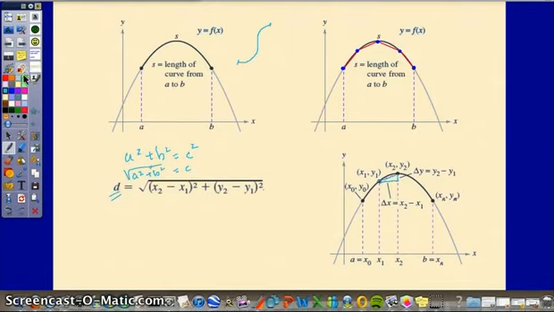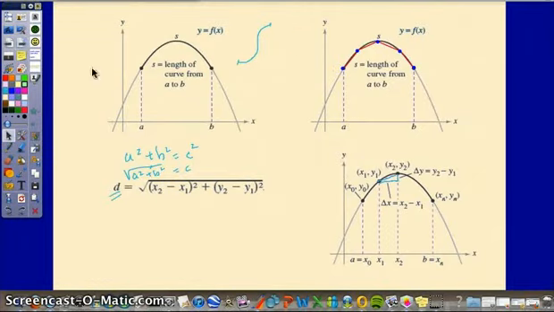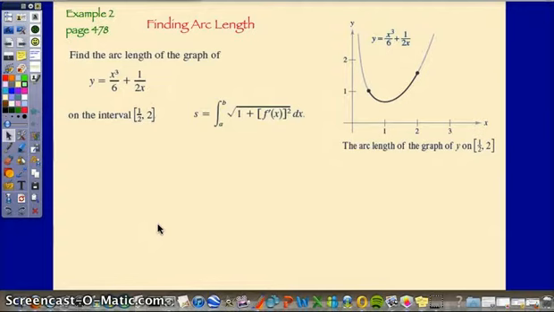Now, I also wanted to let you know that how the distance formula becomes the arc length formula is derived in depth for you on page 476, if you want to follow through to see it. There is a connection, and as I said, on page 476 you can see how that works. But we're going to go to example 2 on page 478.